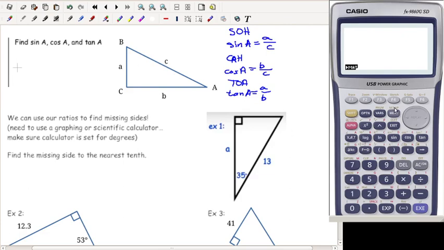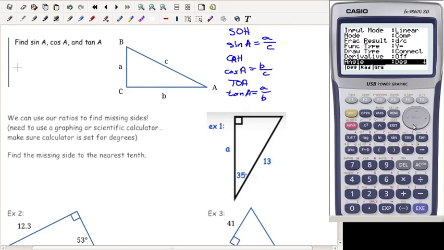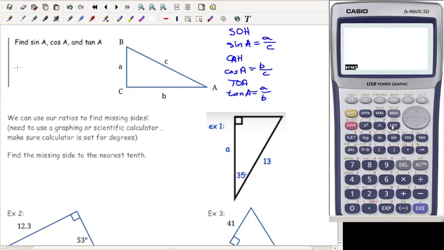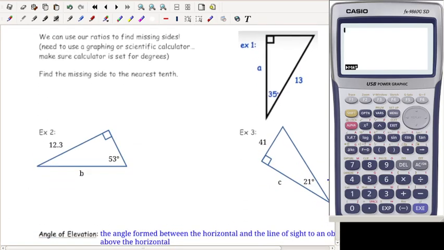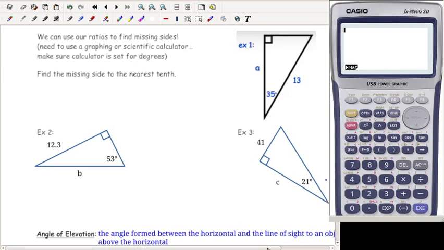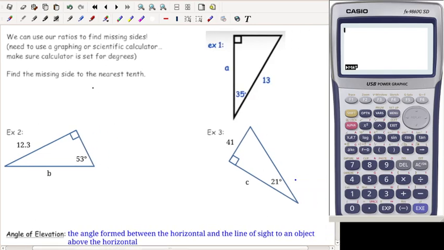So in mine, I go to Setup, and under Angles, I've got several options. I've got degrees, radians, and gradians, and so I'm going to stick with degrees. I want this to say DEG. That's what I'm looking for. And that'll give me the correct answer. So for each of these next examples, I want to find the missing side, and it's telling me to the nearest tenth.